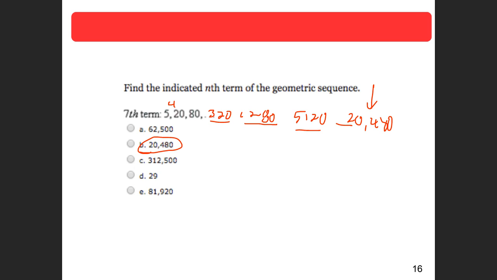So here's my answer. Now, I could have written out the equation. Remember the equation, a sub n is equal to a sub 1 r to the n minus 1. Well, my first term is 5. My r value is 4, n minus 1. So I want the 7th term. If I plug 7 in here, this gives me 5 times 4 to the 6th power. I'm just plugging it into my calculator, and lo and behold, I get 20,480 again. So two different ways of getting the same answer. Makes no difference which way you go.